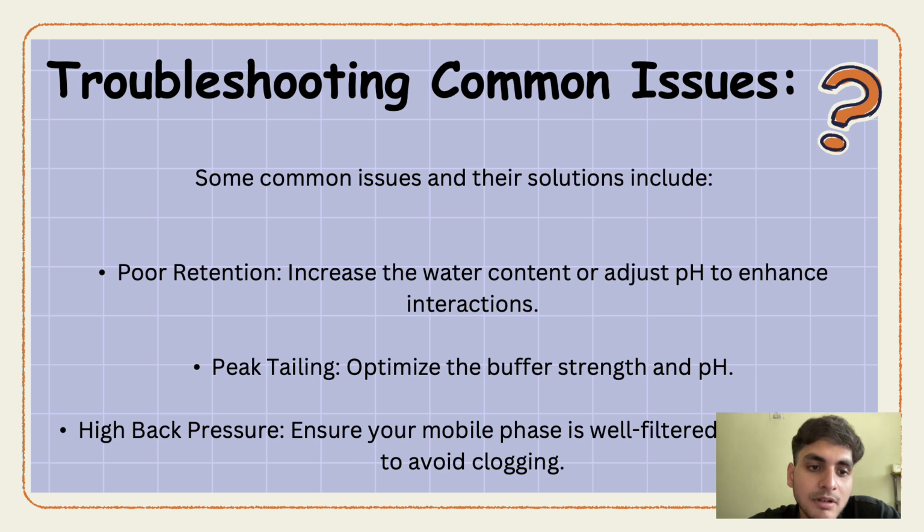Peak tailing. Peak tailing is basically a phenomenon where the peak is not sharp but is skewed to one of the sides. So to troubleshoot this problem of peak tailing, optimize the buffer strength and pH. High back pressure. To troubleshoot this problem of high back pressure, ensure that the mobile phase is well filtered to avoid clogging.